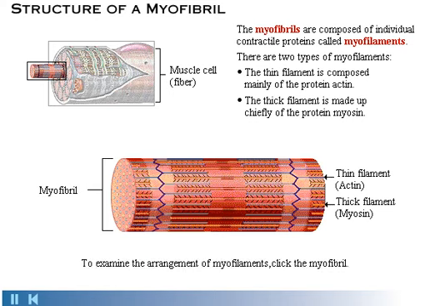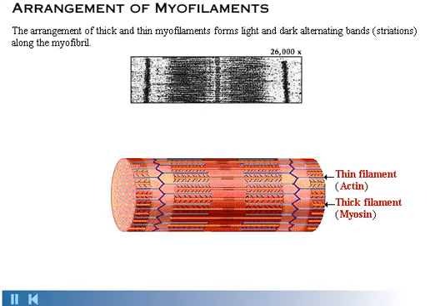To examine the arrangement of myofilaments, click the myofibril. The arrangement of thick and thin myofilaments forms light and dark alternating bands along the myofibril. This creates the cell's striated appearance, as shown here in this photomicrograph and diagram. Features of the light and dark bands are identified by letters.